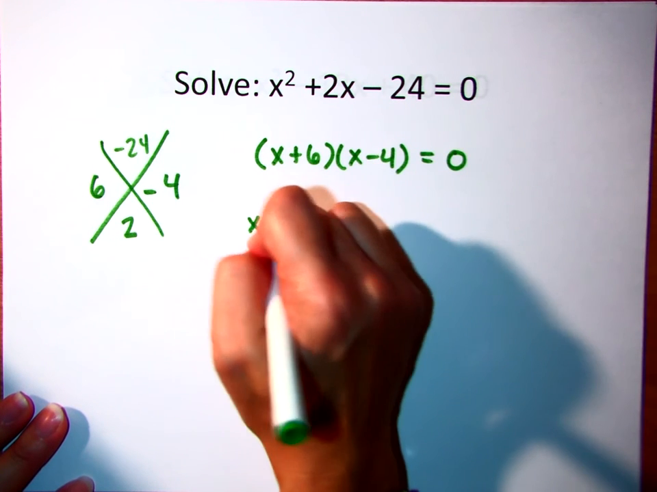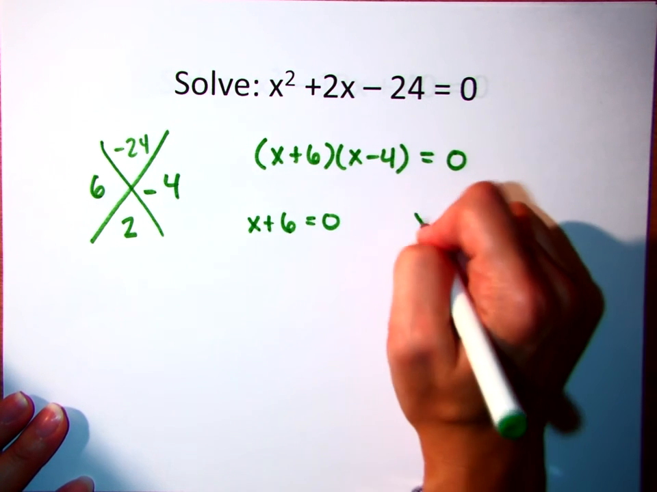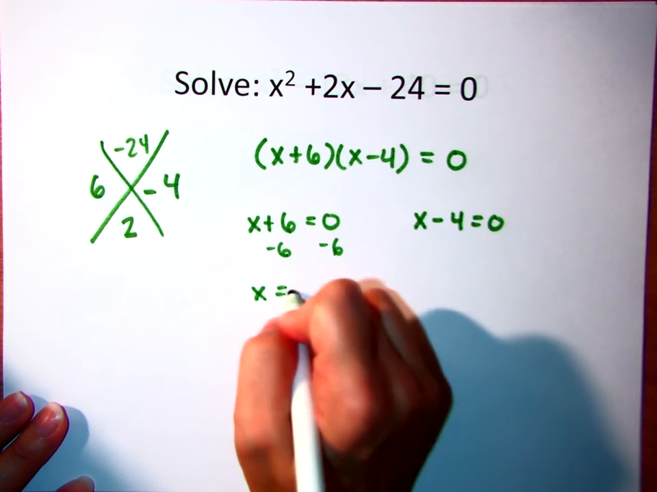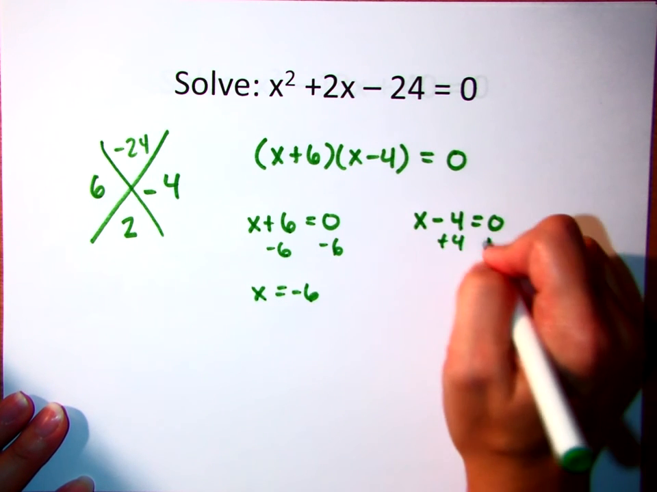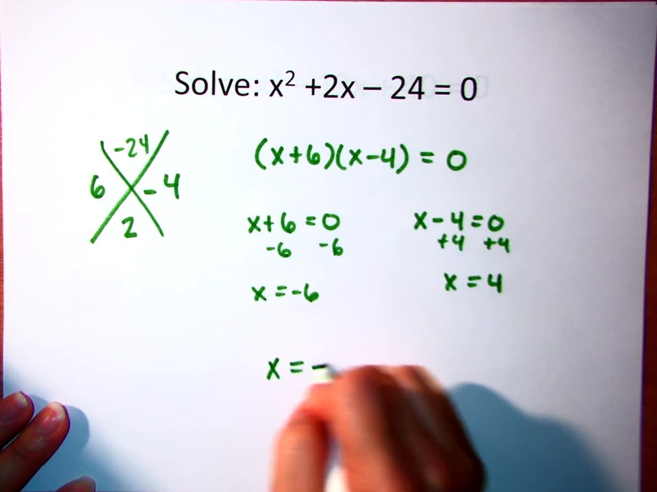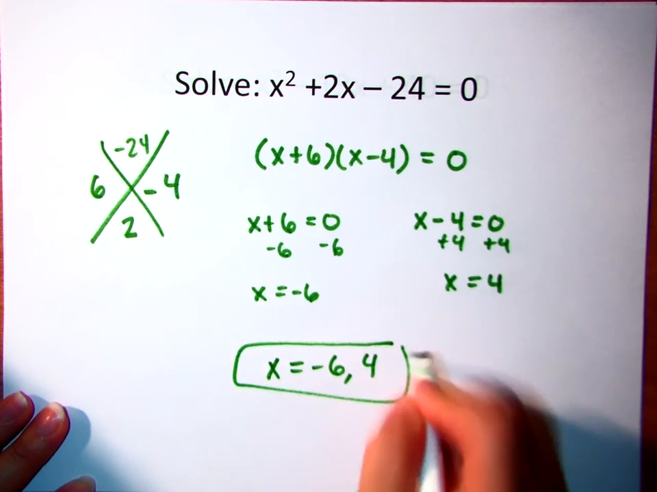Now set each of these equal to 0 so that we can solve. So if I subtract 6 from both sides, x equals negative 6. If I add 4 to both sides, x equals 4. And then my final answer, x equals both negative 6 and 4.